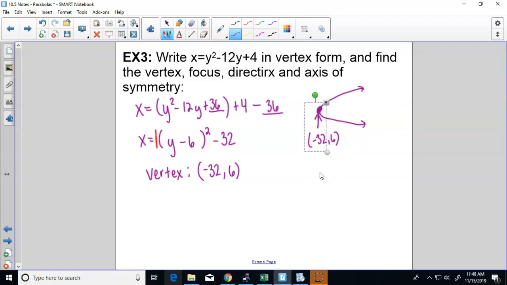All right, we've got to find that focal length for this. That's where we use that formula sheet. And so that focal length, Sadie, how are we going to find the focal length for this one?